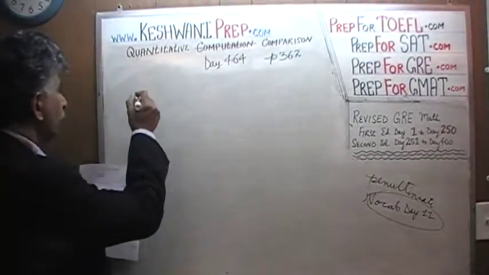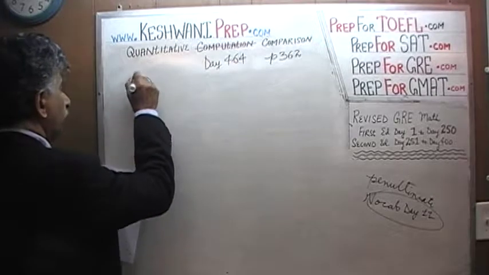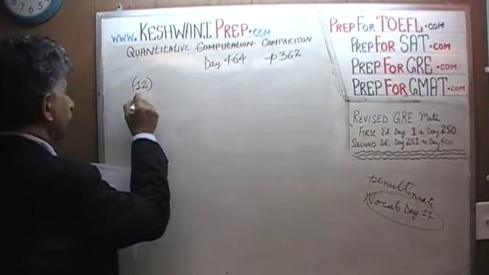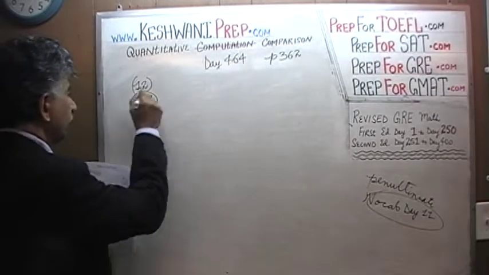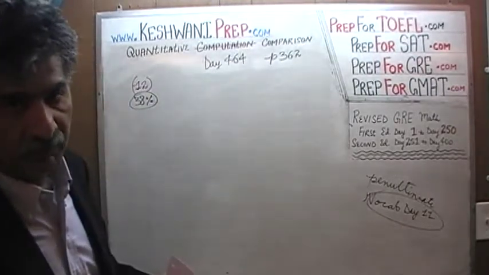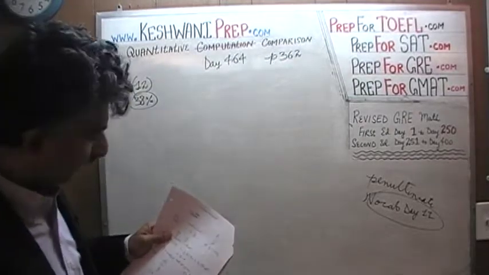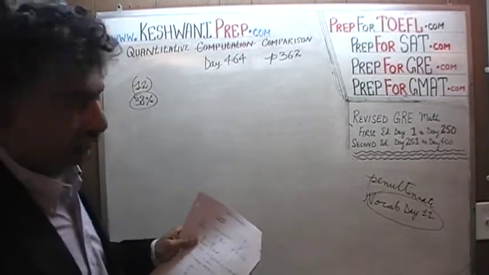Here's the problem, number 12. When it was given in the real exam, only 38% of the people got it right. More than 60%, more than 3/5, had trouble. 3/5 of the people missed it.